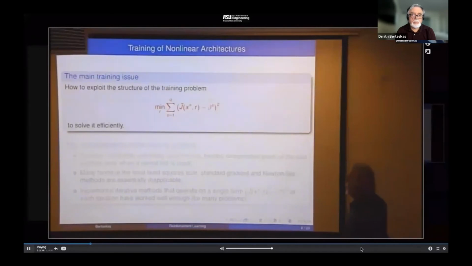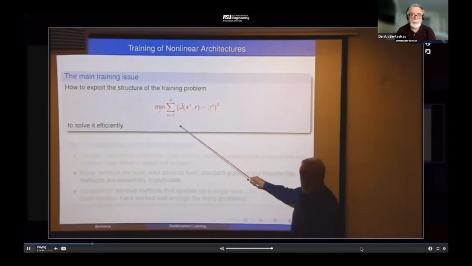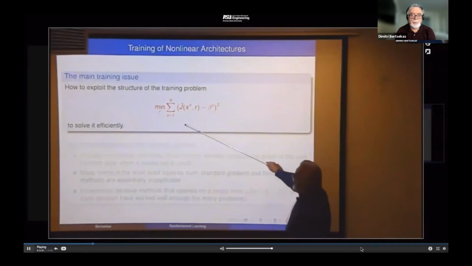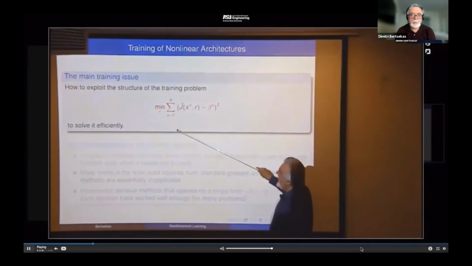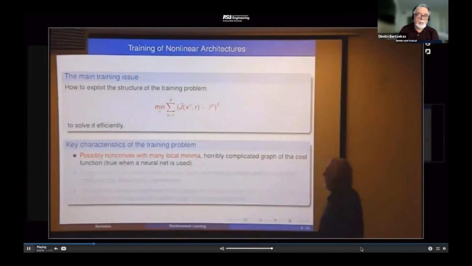Okay, now this problem here involves, again, potentially high dimension of parameters, very large numbers of terms in this sum. And the question is, how do we solve it? This is nonlinear also potentially, so this can be a very, very formidable problem. However, we may be able to exploit the structure of this problem, and the key characteristic here is that it involves a sum of a large number of simpler terms. So let's look at the characteristics of the training problem.